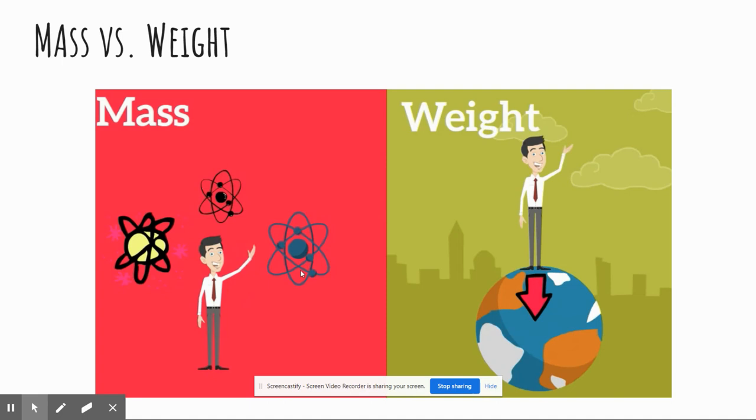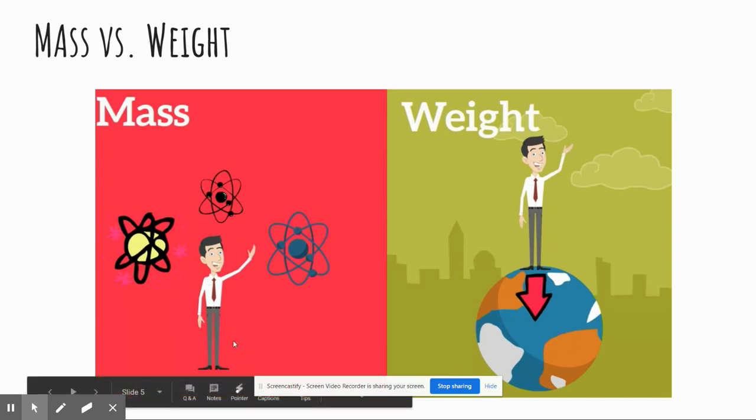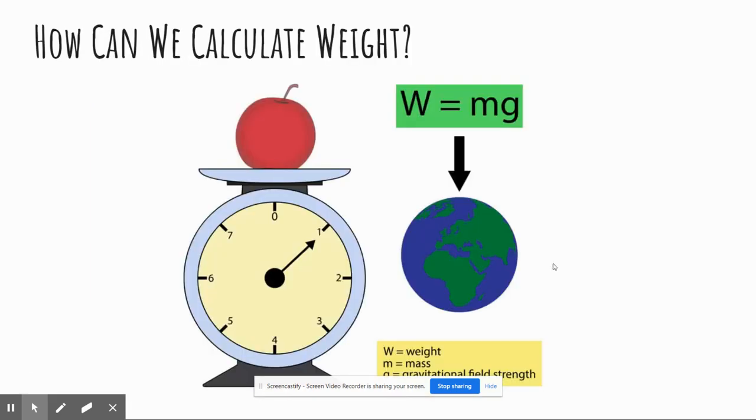So if we look at the difference, right, mass is essentially how many atoms are coming together to make up you, right? Whereas weight is how much the force of gravity is kind of pulling on you at any given place. Mass is constant, whereas weight changes. So if weight changes, we have to know how we can calculate weight. And it's actually a formula that we use. Weight equals mass times gravitational field. Okay, so you multiply the mass of something times the force of gravity that is acting on it in that location, and you'll find the weight.